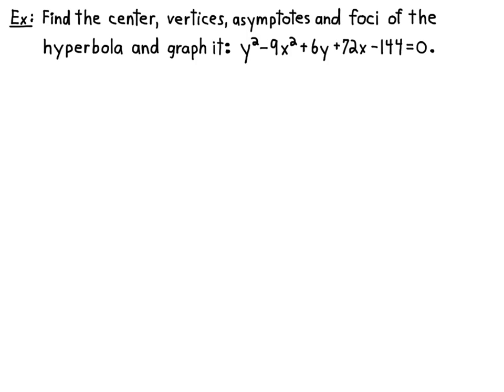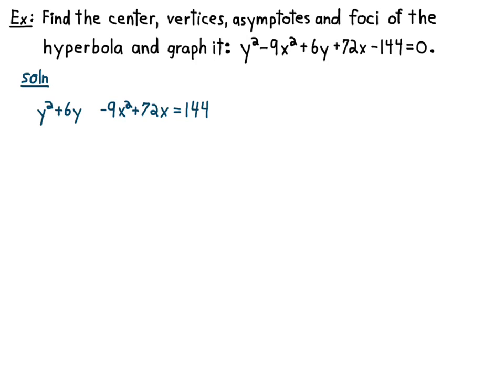How can I tell this is a hyperbola? Well, if you look at the leading terms, y squared and x squared, they're opposite signs. So that's going to be a hyperbola. There's a positive 1 coefficient for the y squared and a negative 9 coefficient for the x squared. Of course, when you complete the square on these, you'll just end up with the equation of a hyperbola.